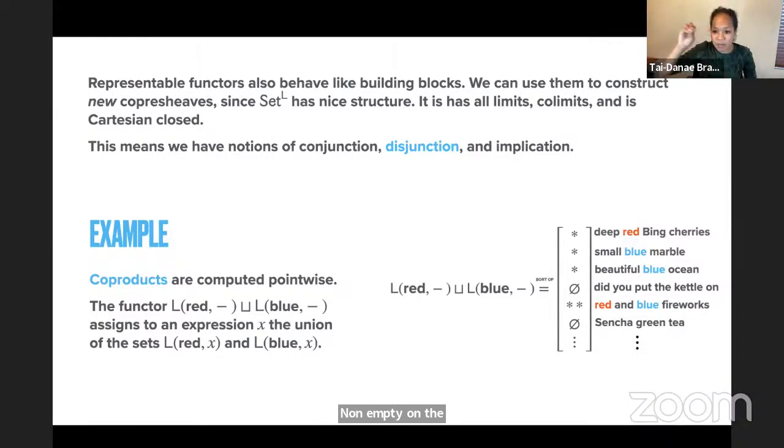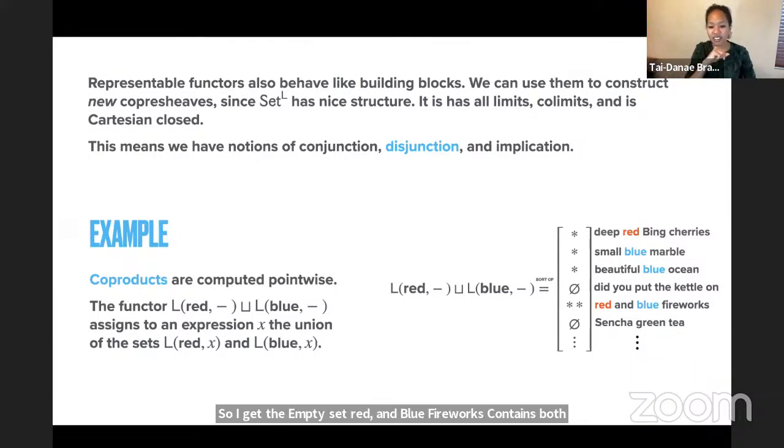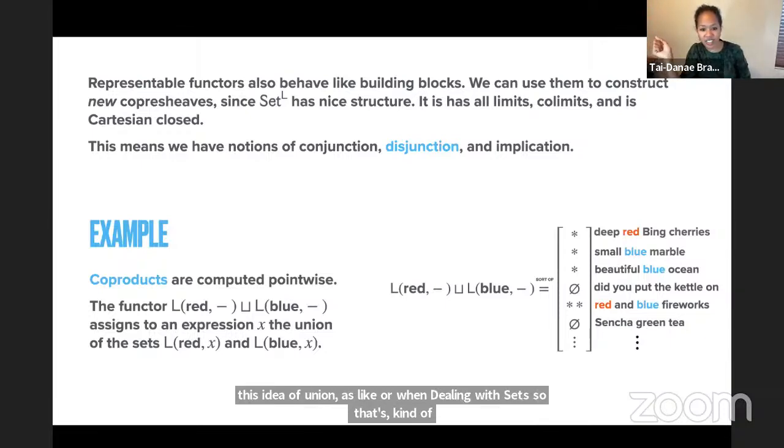For example, deep red being cherries contains the word red, so the set I get is the 1-point set. Small blue marble contains the word blue, so I get the 1-point set. Did you put the kettle on? Contains neither of those words, so I get the empty set. Red and blue fireworks contains both, so I actually get the union of two 1-point sets, or a 2-point set. So this coproduct of red and blue is non-empty on all expressions that contain red or blue or both. That pairs well with the idea of union as "or" when dealing with sets. That's why we think of coproducts as kind of like disjunction.